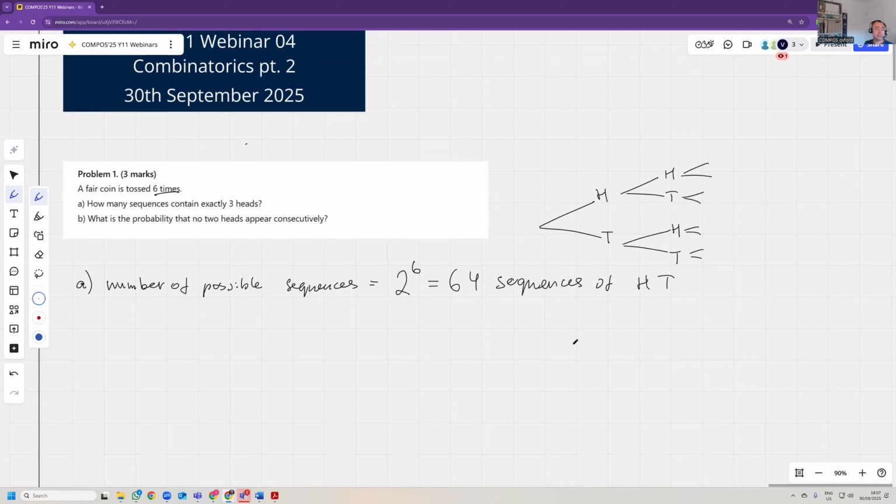But how many contain exactly 3 heads? Well, if it contains exactly 3 heads, we know that it has to contain exactly 3 tails. And we have something like heads, heads, heads, tails, tails, tails. Then heads, heads, tails, heads, tails, tails, and so on.